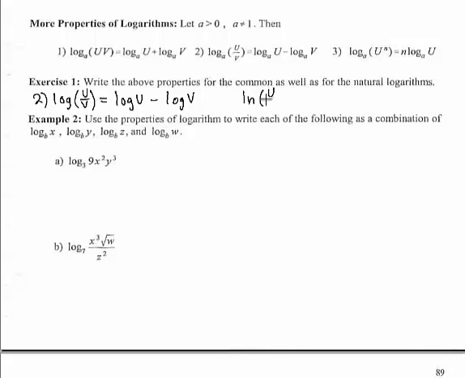Using ln instead, ln of u divided by v could be written as ln of u minus ln of v.